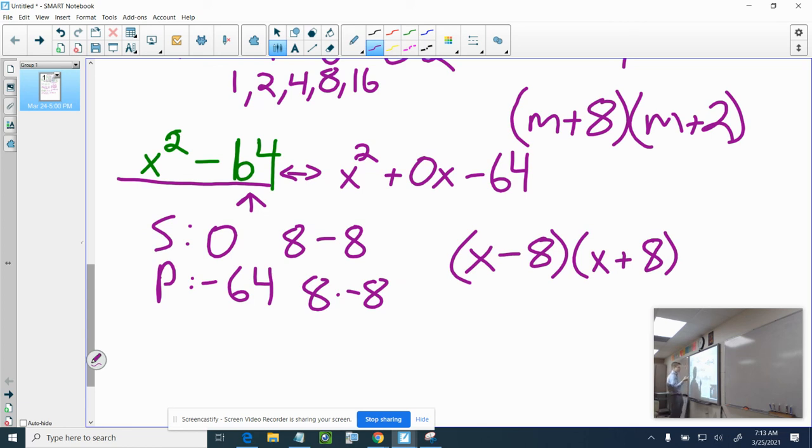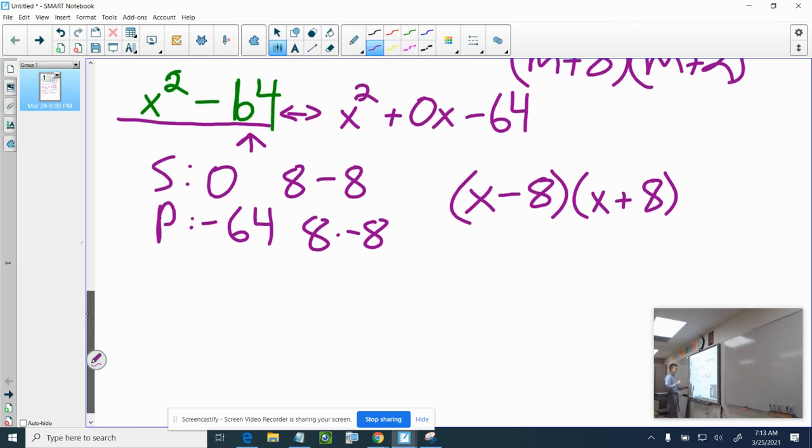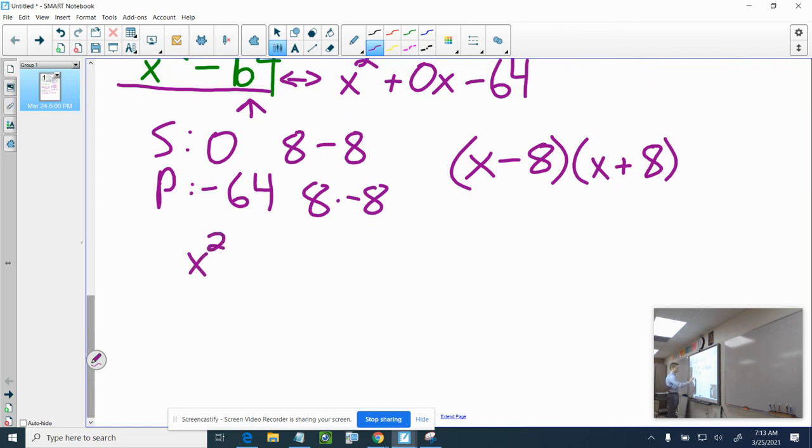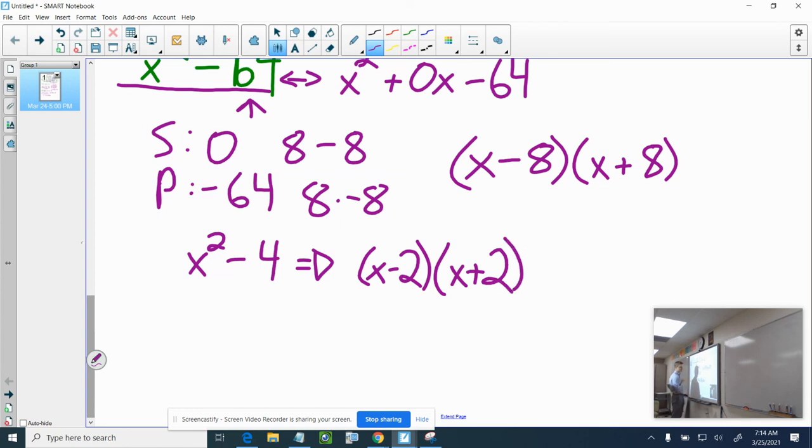And let's try that with a different number. So if I had x squared minus 4, well, that's actually equal to x minus 2 and x plus 2, sorry. So that's the little factoring thing.